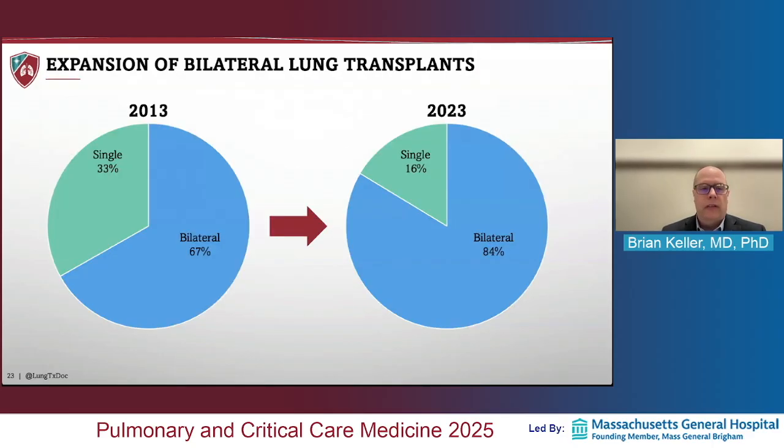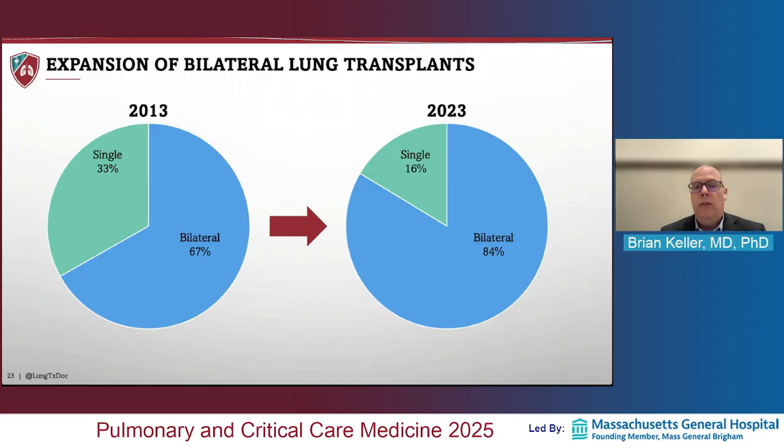Some other changes in the field of lung transplantation is the type of surgeries that are performed. So 10 or 12 years ago, about 2/3 of lung transplants performed were bilateral in nature, but that has evolved, and now nearly 85% of lung transplants performed are bilateral. Single lung transplants are performed, and we do that as well.